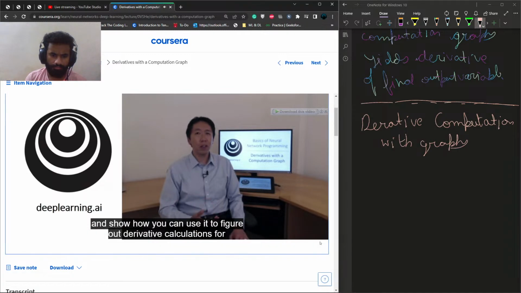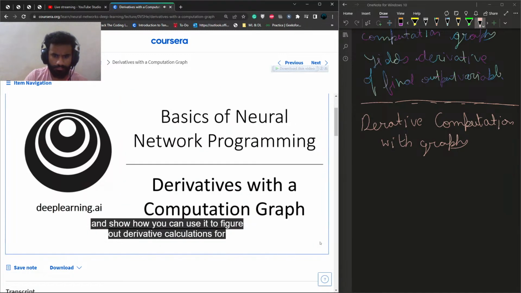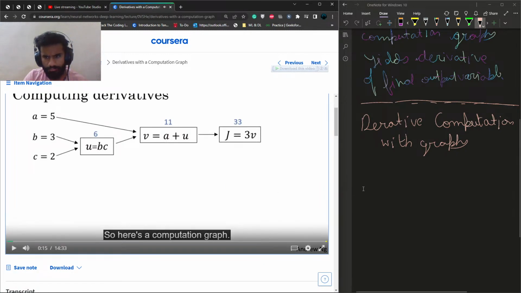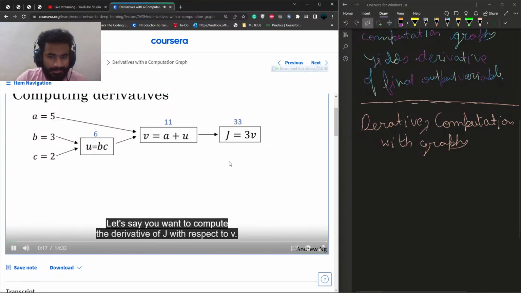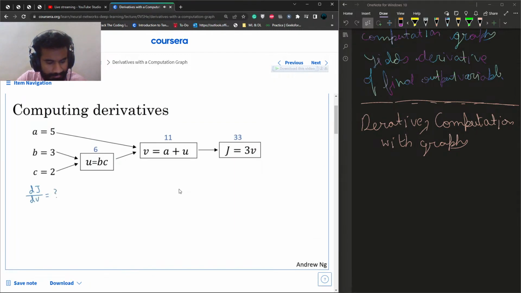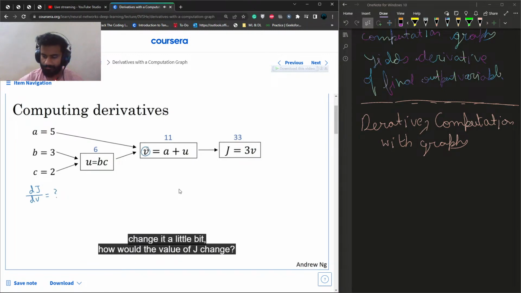And use it to figure out derivative calculations for that function j. So here's a computation graph. Let's say you want to compute the derivative of j with respect to v. So what is that? Well, this says if we were to take this value of v and change it a little bit, how would the value of j change?